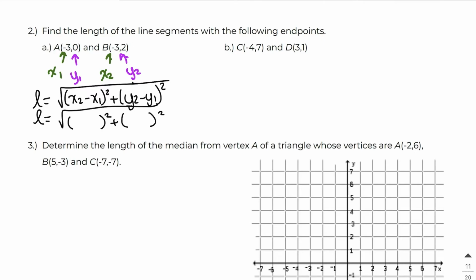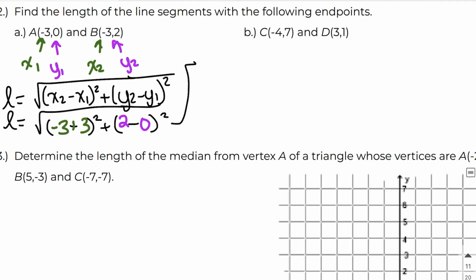So x2 is negative 3, and then I'm going to subtract x1, which is also negative 3, and the minus and negative becomes a plus. Okay, and then in the other set of brackets right here, I'm going to take y2, which is 2, and then I'm going to subtract y1, which is 0. Okay, so I'm going to go ahead and evaluate these numbers right here.